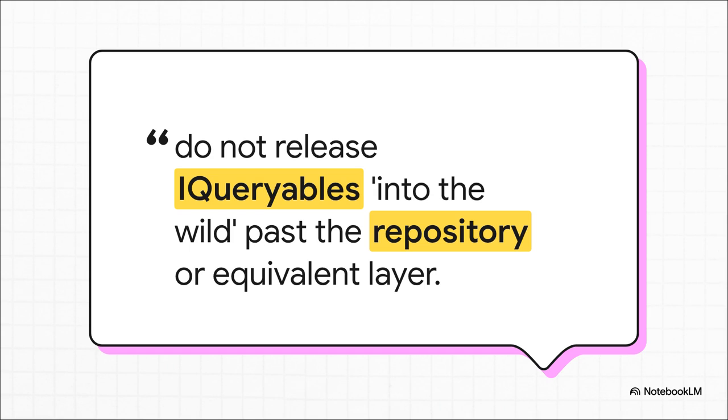If you pass an IQueryable around your application, some other developer, or hey, even you 6 months from now, could add another filter that's impossible to translate to SQL. And poof, the whole thing silently falls back to running in memory. And you've just created a performance nightmare without even knowing it. The best practice? Build the query, execute it by calling .ToList, and then return a safe, predictable IEnumerable.